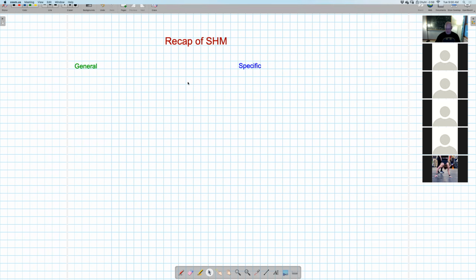Again, we wrote down some general things. First off, we had the general case. If I was dealing with, say, a spring mass system, we have the position as a function of time equal to the amplitude times cosine of the angular frequency times the time plus phi, which we call the phase factor.